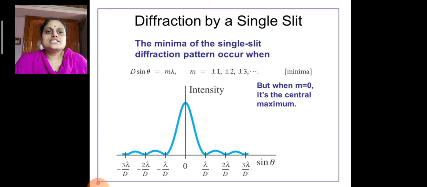The minima of the single slit diffraction pattern occur when a sin theta is equivalent to n lambda, where n is equivalent to plus or minus 1, plus or minus 2, plus or minus 3, etc. But when n is equivalent to 0, it is the central maximum. So the intensity will be maximum at the center and it will be fading away as the distance from the center increases.